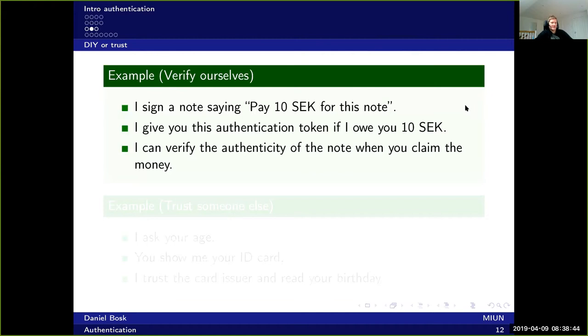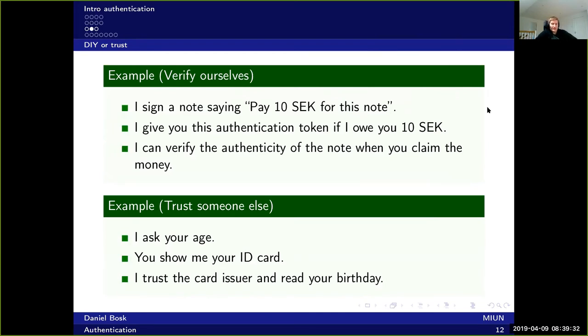Now, for instance, things that we can verify ourselves is that I sign a note saying pay 10 kronor or 1 euro for this note, and then I give this authentication token, so this note, to you if I owe you 10 kronor. So if you lend me 10 kronor, I'll sign this note and give it back to you. And then whenever you want those 10 kronor back, you come with this note to me, and then I can verify that, yeah, I did indeed write this one. And then I take it back and give you 10 kronor back.